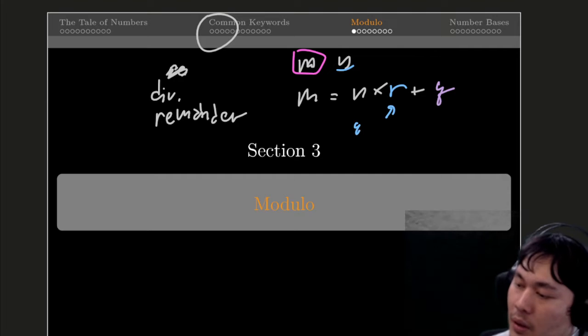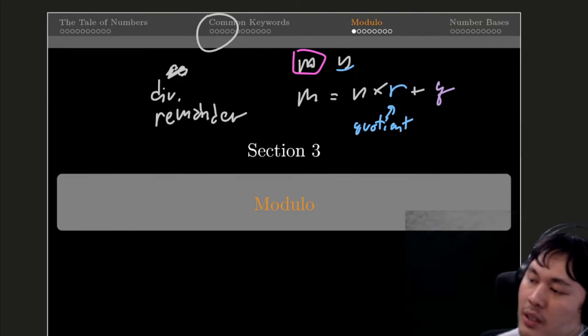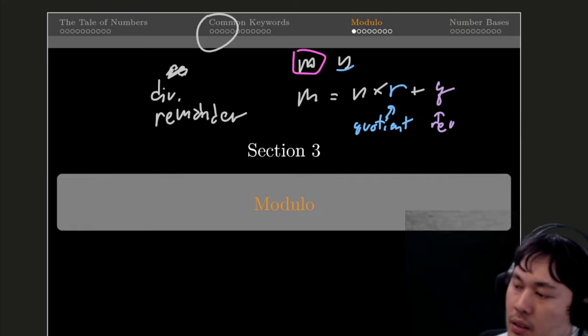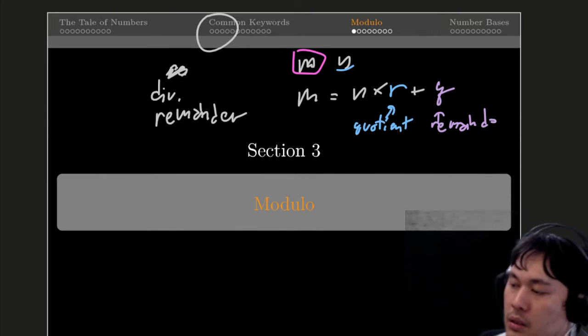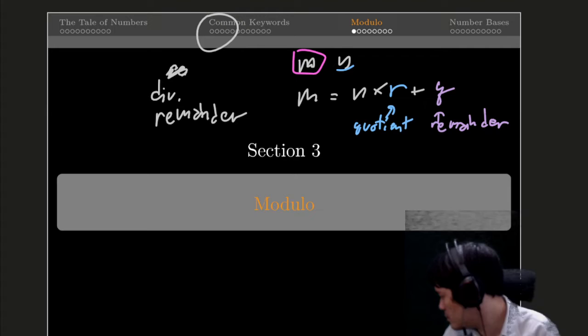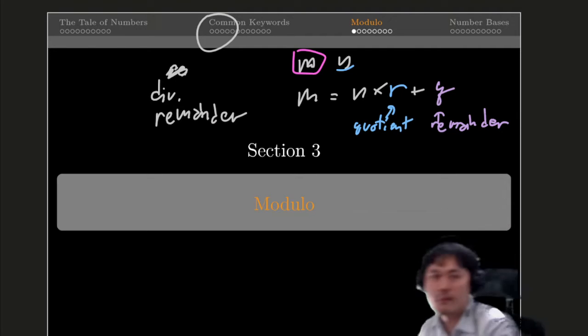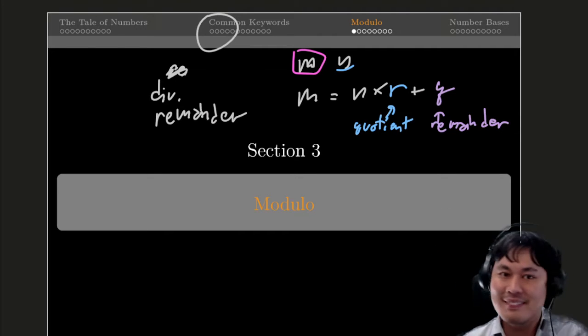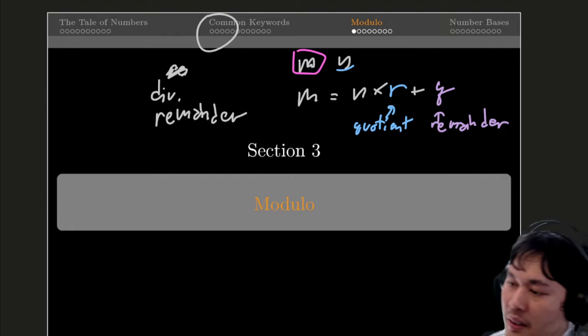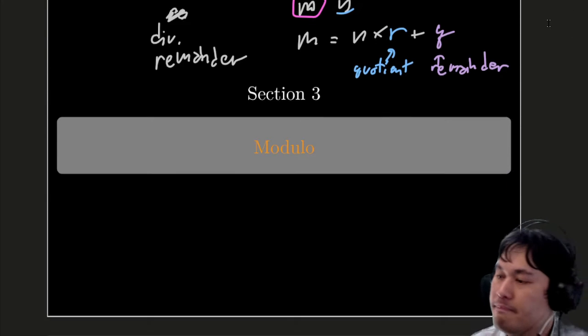This number is called the quotient, and we have the remainder. Yeah, a quotient and a remainder.